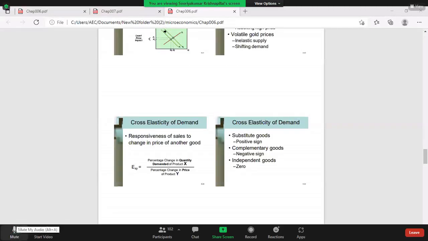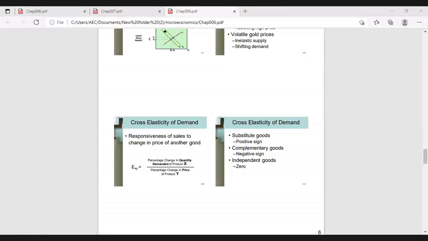Last class we stopped at the cross elasticity of demand. We have studied price elasticity of demand and price elasticity of supply. Now we will study another elasticity of demand: cross elasticity of demand.